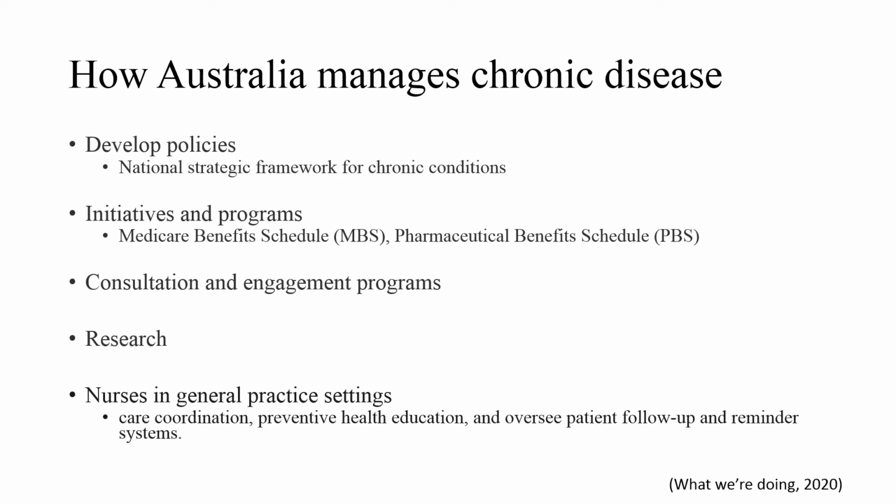Their public insurance is a single payer public insurance called Medicare, and they take care of everything, including the PBS, the Pharmaceutical Benefits Schedule. They take care of all the prescription drugs as well. So patients actually don't come out of pocket, but if they did, it's really subsidized and manageable. They have consultation services. They invest in research, and of course here come the nurses. The nurses are in general practice settings as well. And again, this is mostly run and regulated by the government.